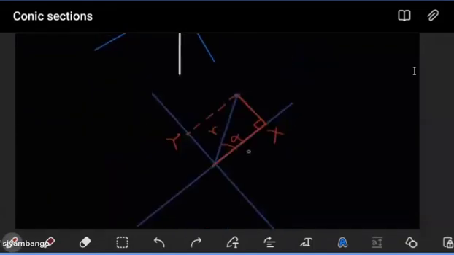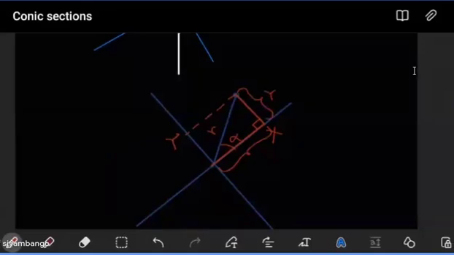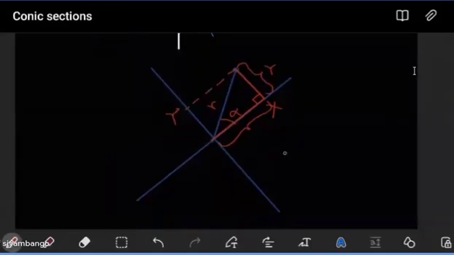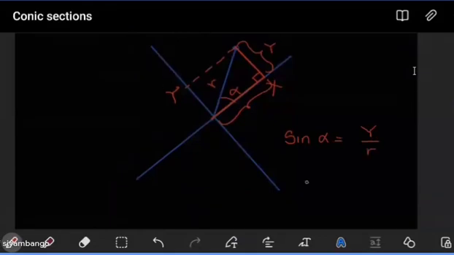Based on that, the distance from here to the origin is X, and the distance from here to this part is Y. Because of that, we can easily say that if we use sine alpha, remember by SOHCAHTOA, sine is opposite over hypotenuse. The opposite will be capital Y, the hypotenuse will be R. From here, we have Y is equal to R sine alpha.